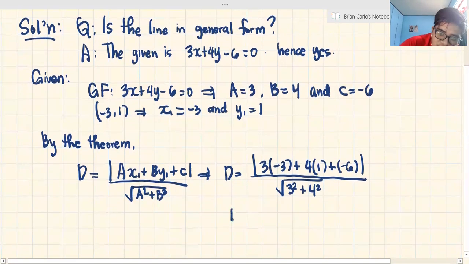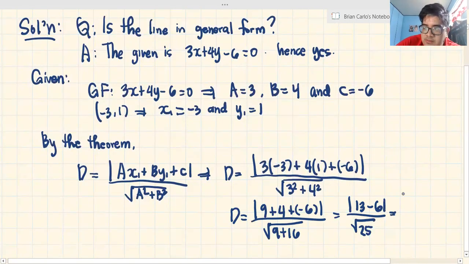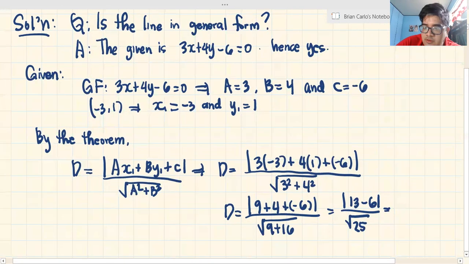So, simplify natin. D is equal to the absolute value of 3 multiplied by negative 3, 9, plus 4 multiplied by 1 is 4, plus negative 6, lagyan natin parenthesis yung lagi, all over the square root of 9 plus 16. Simplify natin further, magiging absolute value of 9 plus 4, 13. Sige, sulat natin lahat. Minus 6 na yan, all over the square root of 25. Ngayon, ano yan? 13 minus 6 is 7. Di ba?